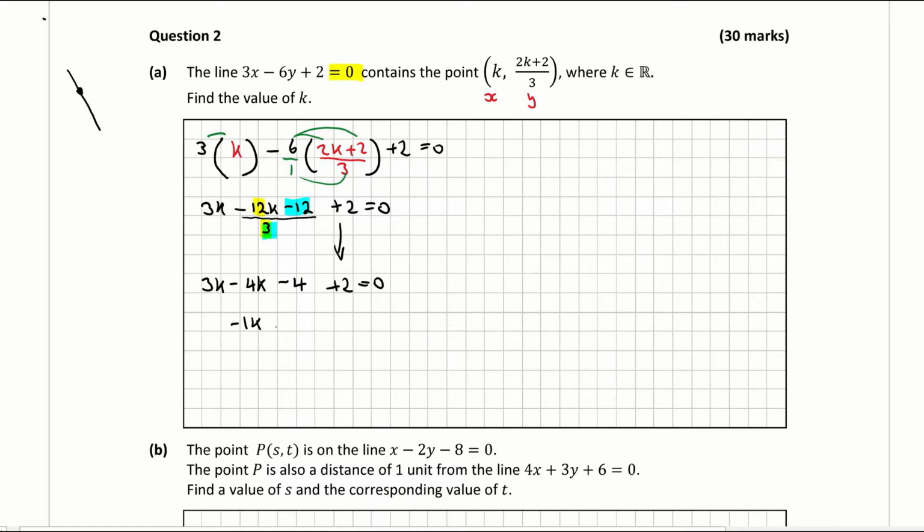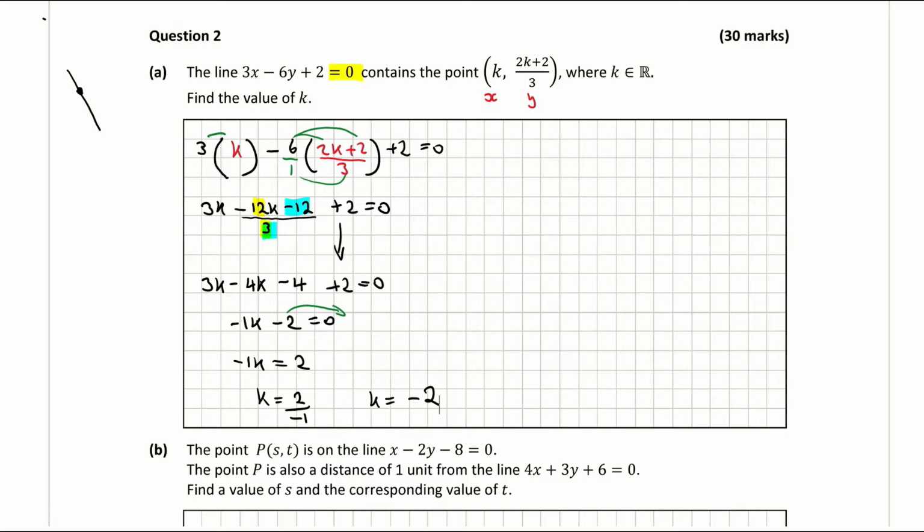Minus 4 plus 2 is minus 2, is equal to 0. If I add 2 to both sides, or move over the minus 2, I get minus 1k is equal to positive 2. So dividing both sides by minus 1, I get k is equal to negative 2. Okay, so that's not too bad.